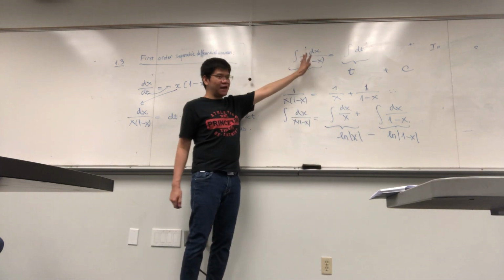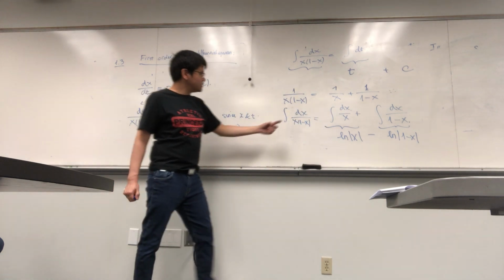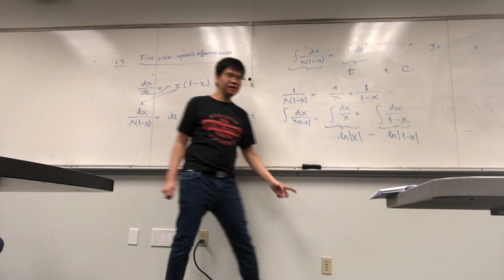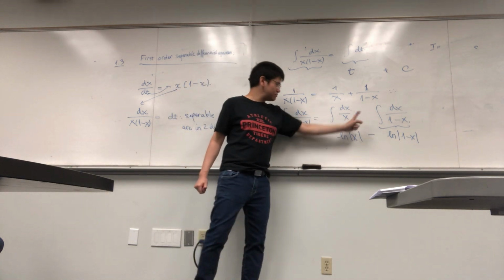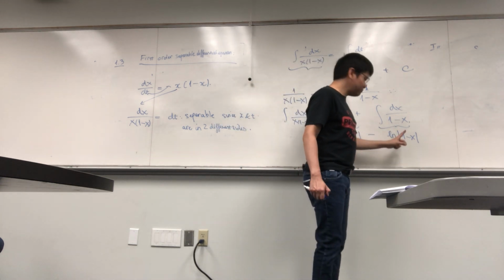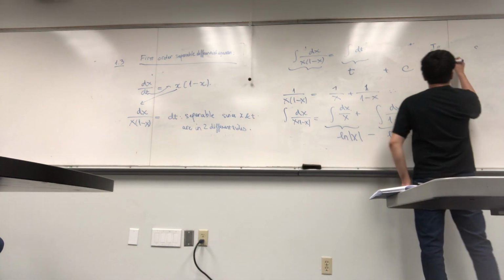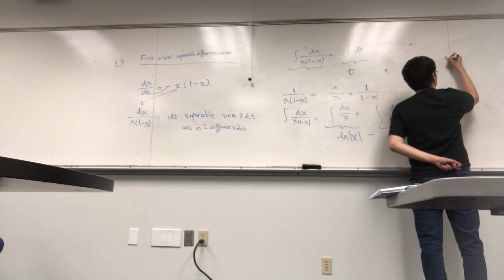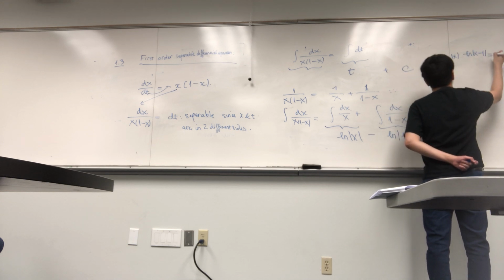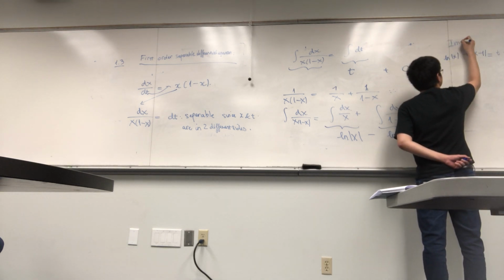So on the left hand side, I have to find the antiderivative of this guy. So I can write that like 1 over x plus 1 over 1 minus x. All right? So I take the antiderivative of the first guy. It's going to give me log of absolute value of x. The second one is log of 1 minus x. So then I put things together, I have log of x minus log of x minus 1 is equal to t plus c. So this is the implicit solution.